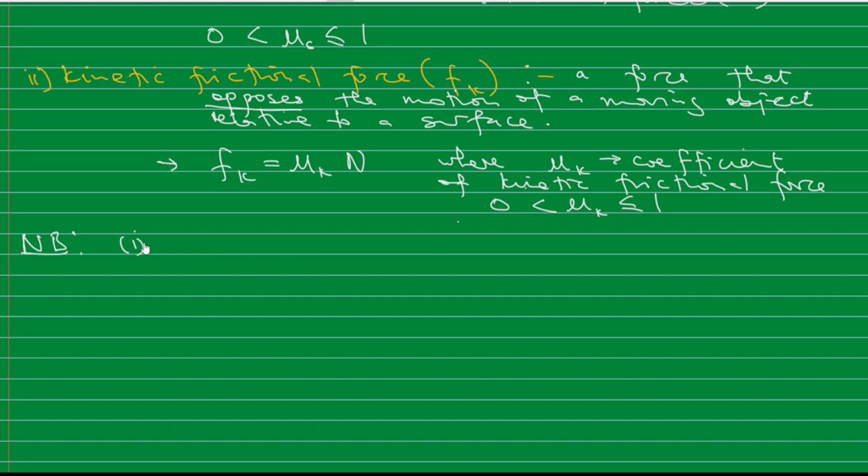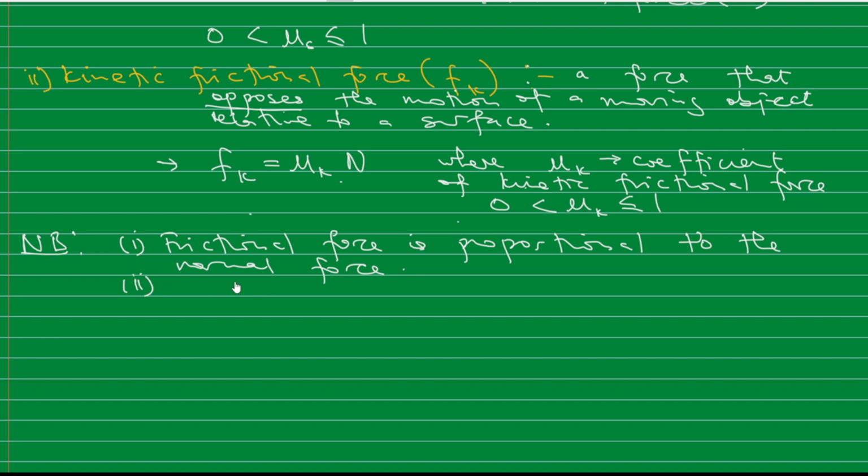Number one, frictional force is proportional to the normal force. What this means is that when the normal force increases, then the frictional force also increases, more like directly proportional. So the amount of frictional force experienced between two surfaces depends on the normal force. So that's one thing we also need to be aware of there.